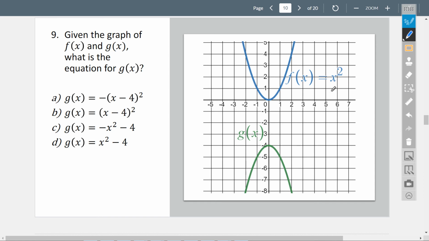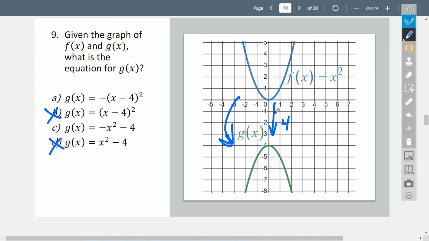And then to flip it over, we have a negative sign outside. So we are looking for, this has been moved down 4 units, and it's also been flipped over. So we're looking for those two transformations. So first of all, we need a negative sign outside because it's been flipped over. So it's not B because it doesn't have a negative, and it's not D because it doesn't have a negative out front. A and C both have a negative out front.